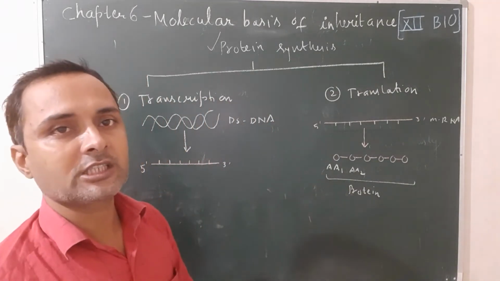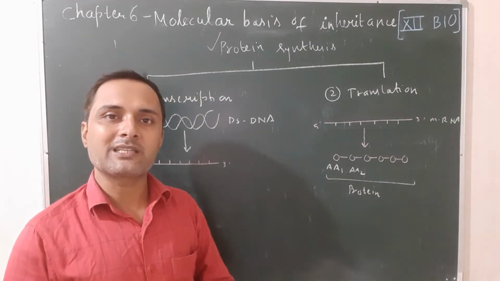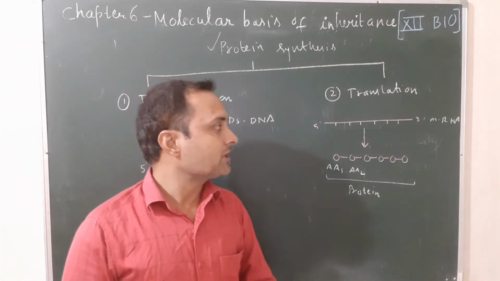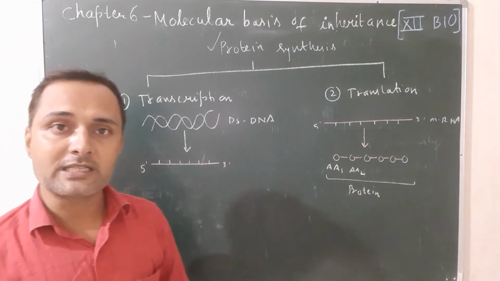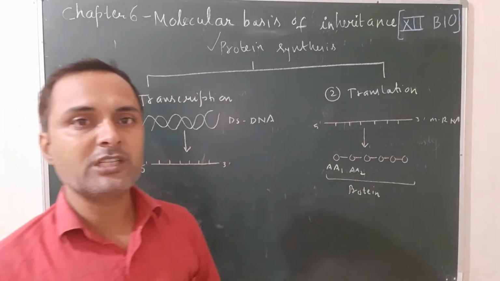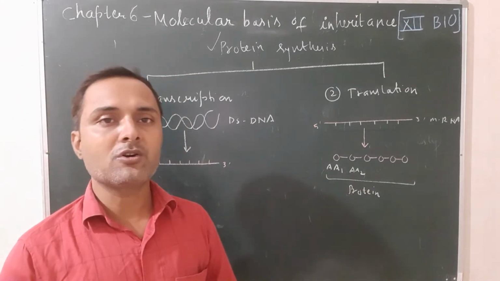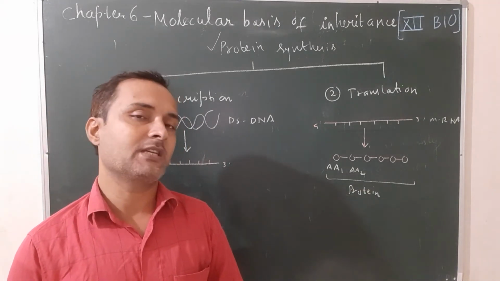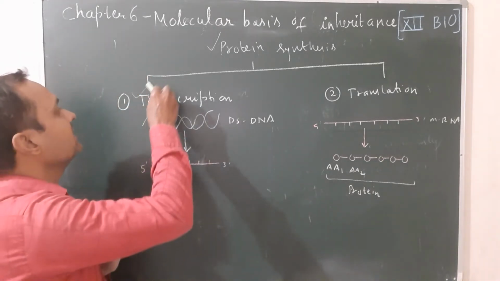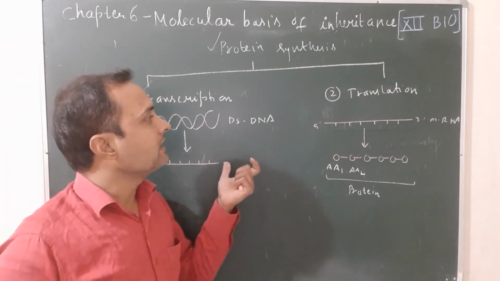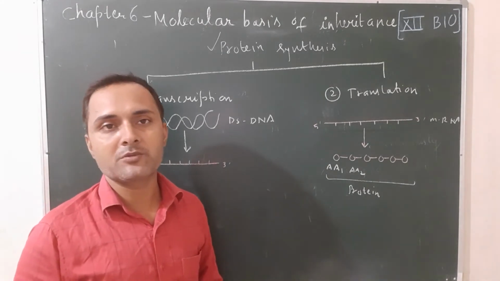So once again, what is transcription? The process of synthesis of RNA from DNA is known as transcription, whereas the process of synthesis of a polypeptide chain or protein from RNA is known as translation. The complete process of protein synthesis in prokaryotes like bacteria occurs inside the cytoplasm of the cell because the nuclear membrane is absent. But in eukaryotes, step 1 occurs in the nucleus of the cell and step 2 occurs in the cytoplasm of the cell.